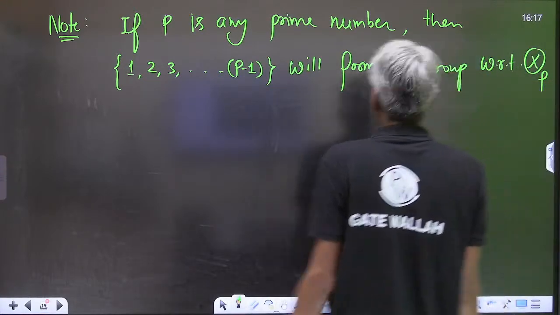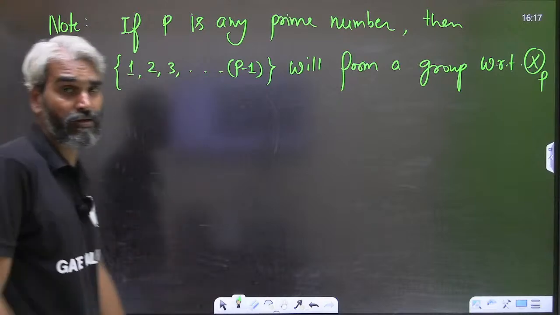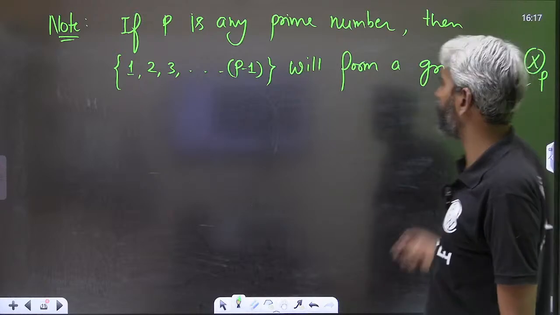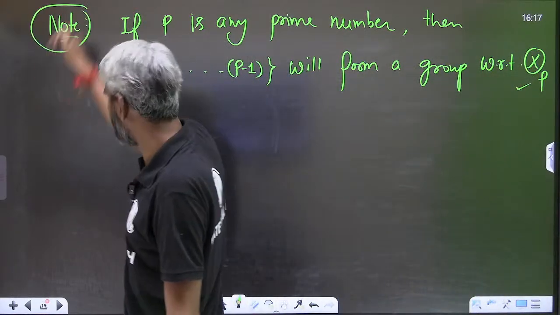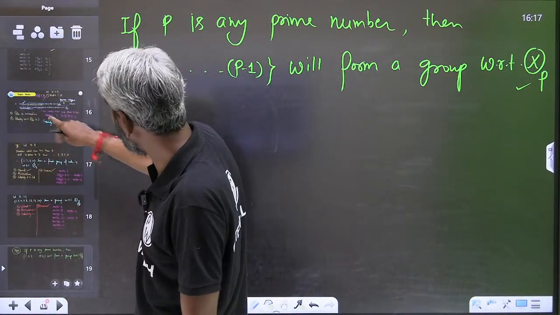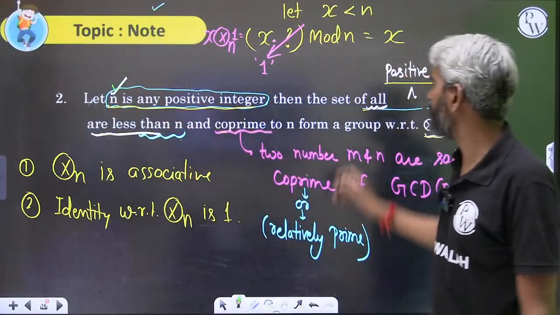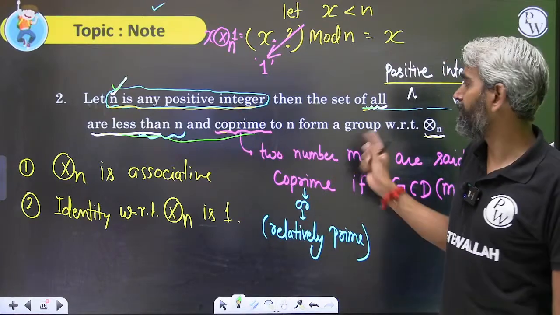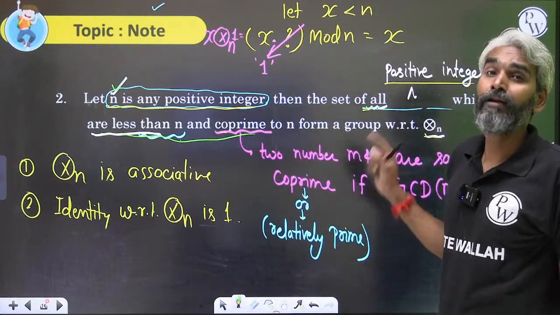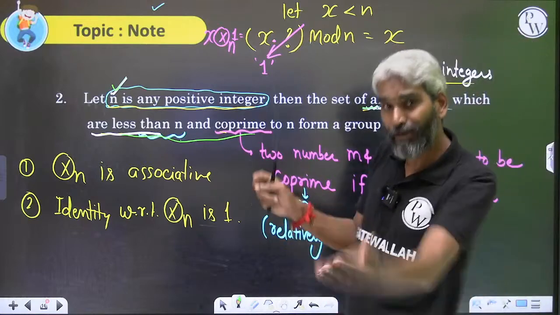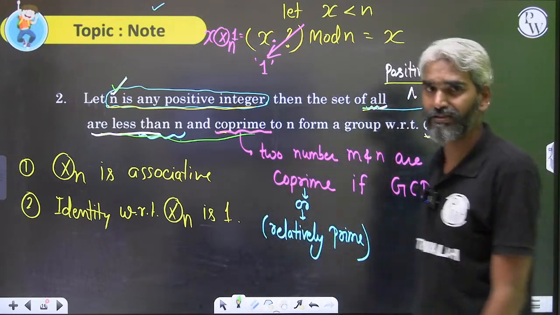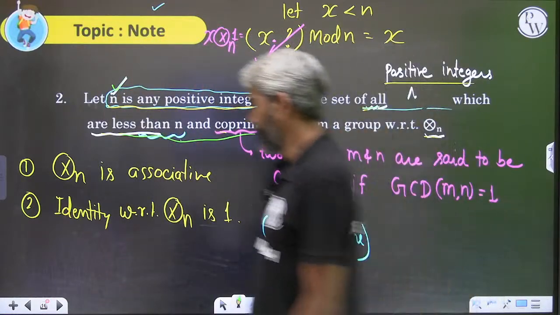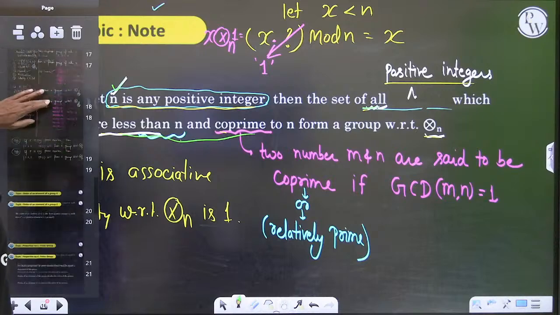So if p is a prime number, then the set of all elements 1 to p minus 1 will form a group with respect to multiplication modulo p. You can think of it as a corollary of this particular statement, that if n is any positive integer, then the set of all positive integers less than n and co-prime to n forms a group. If p is a prime number, all the positive integers less than p will be co-prime to p. Therefore, the set of all positive integers from 1 to p minus 1 will form a group with respect to multiplication modulo p.